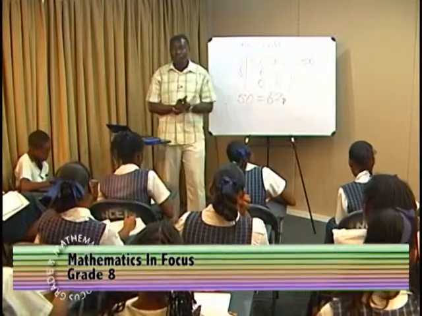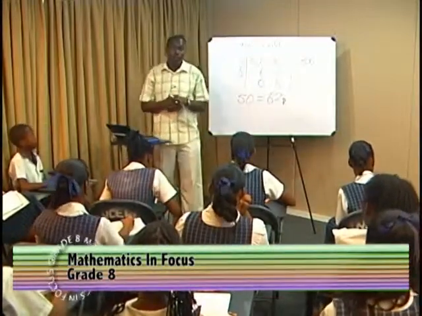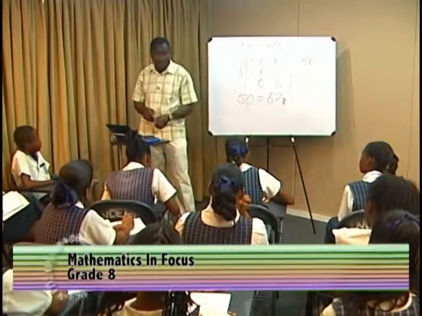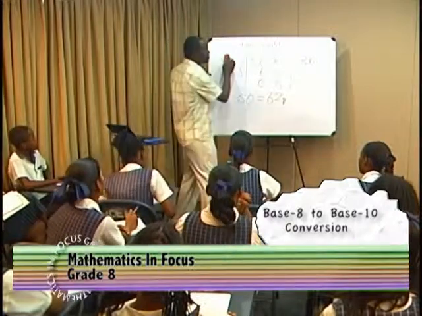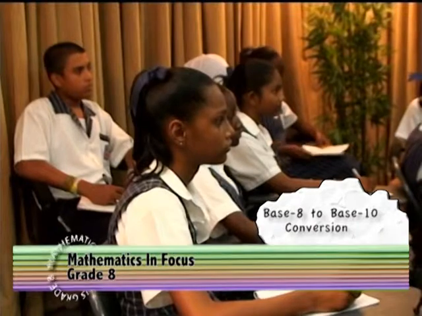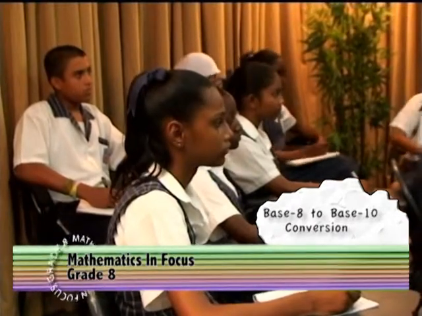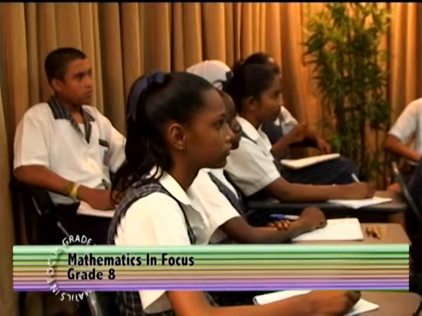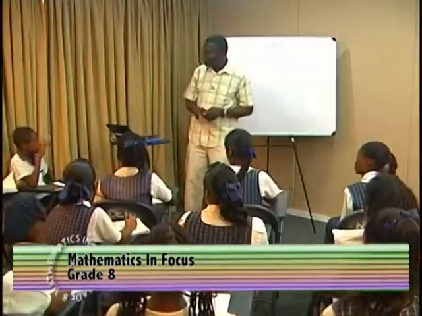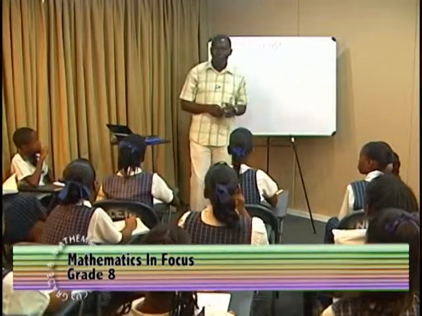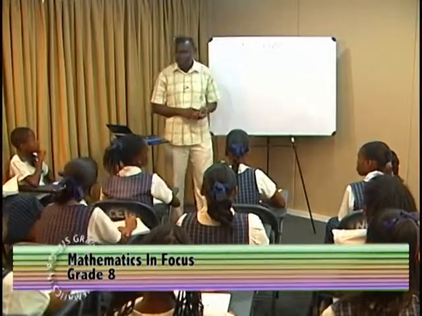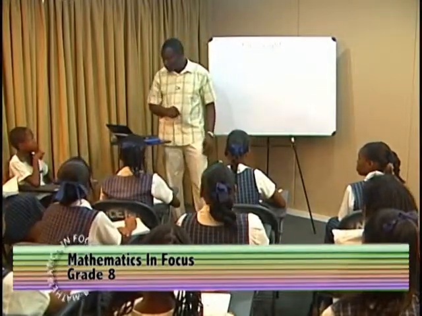Alright? But what we're going to focus on in this lesson is how we go from base 8 back to base 10. We will start with that, and then we're going to go on to base 2. What are the numerals we use in base 8? Who's going to answer? Yes, Claudius. 0 to 7. Claudius is saying the numbers we use in base 8 are 0 to 7. So it will be 0, 1, 2, 3, 4, 5, 6, 7. What about 8? No. All right, good.